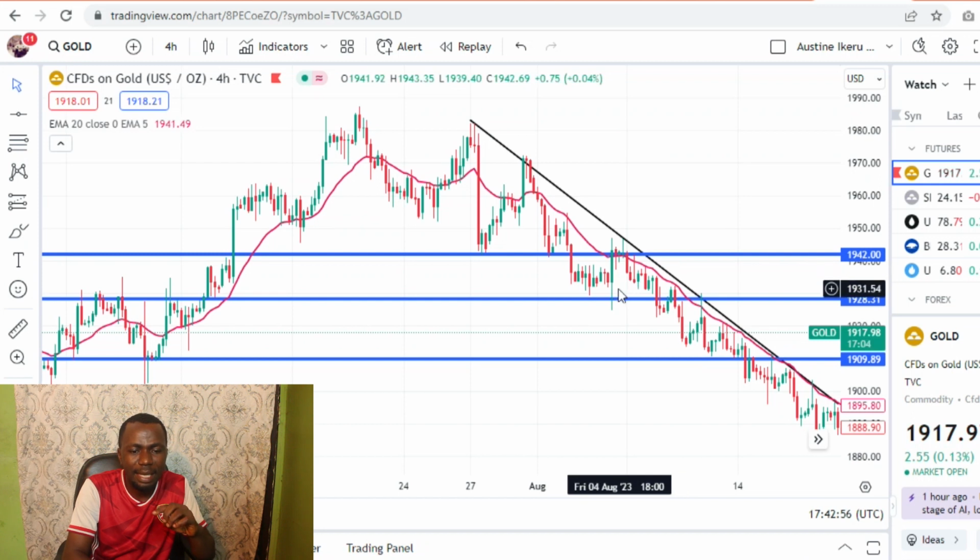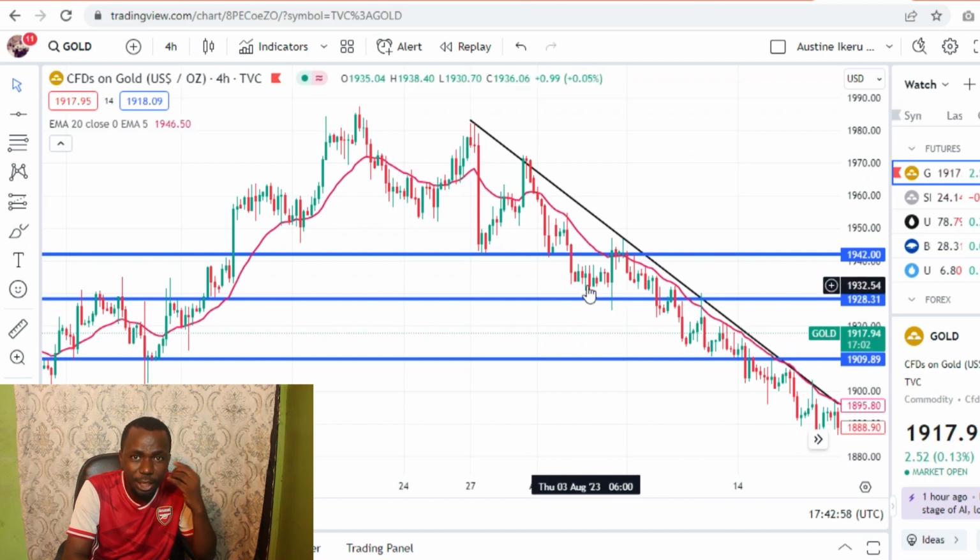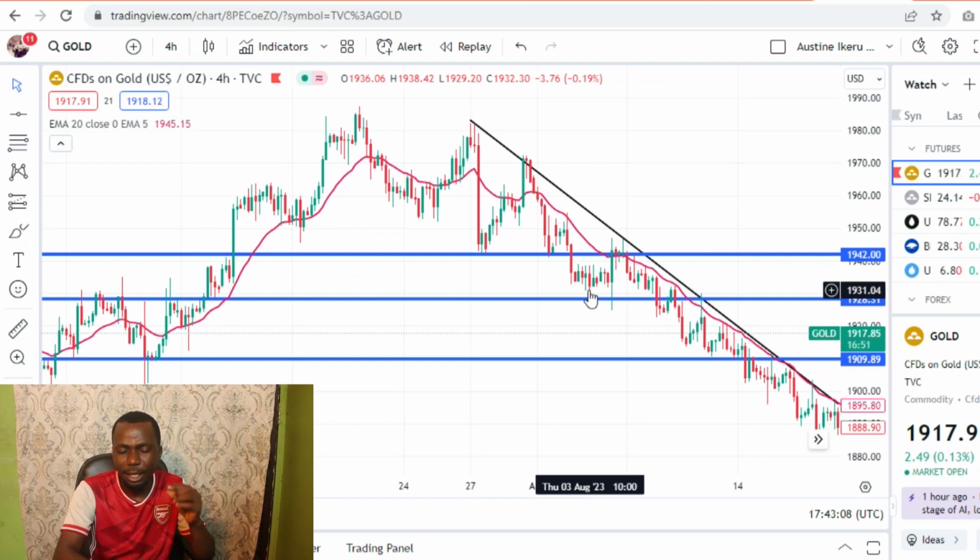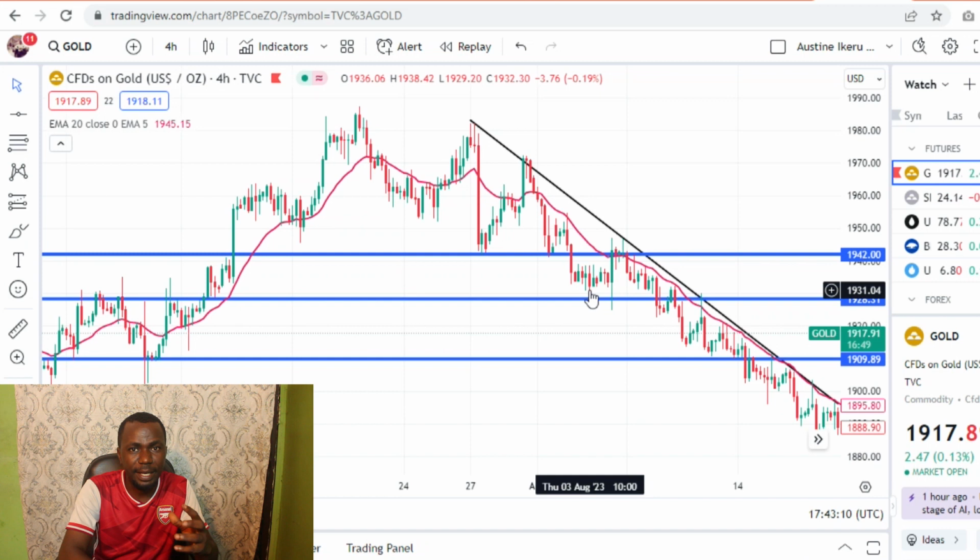So it's very important that you work on your psychology, you work on your emotion. So you place your take profit here, so that once the market comes down, it will hit your take profit. Then if you want to enter again, you have to wait for another retracement.